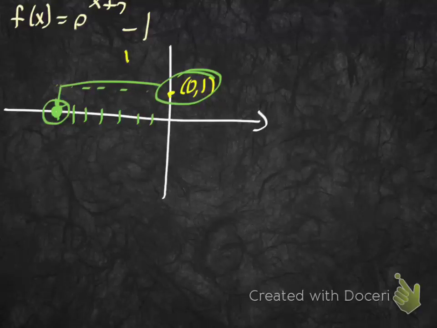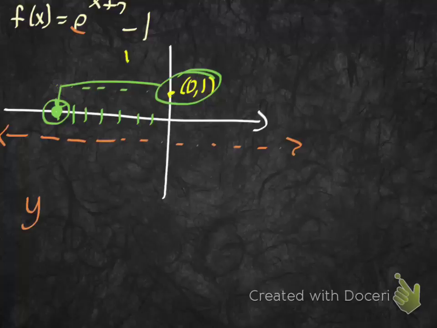Where did my asymptote move to? It's the same, isn't it? Or did you go back? It goes down, because it's minus 1. So your asymptote will be down 1. So my asymptote is at y equals negative 1 because of this.